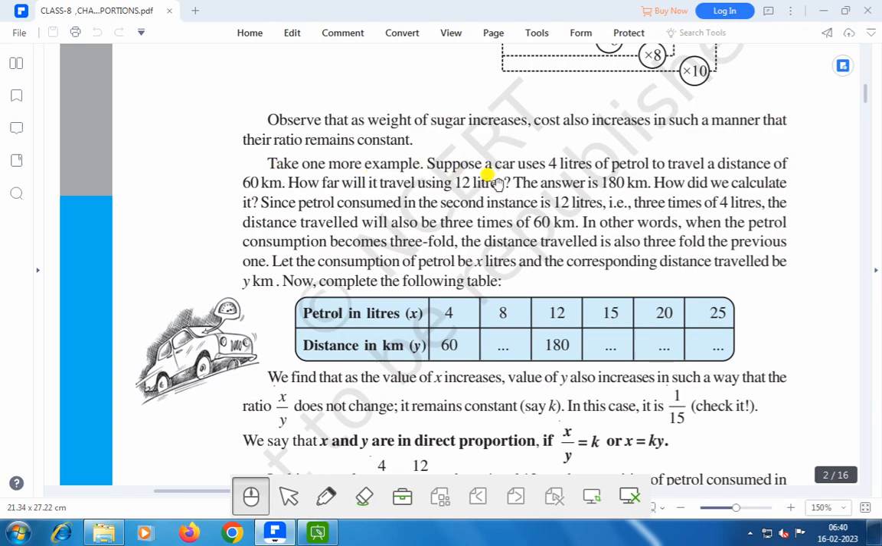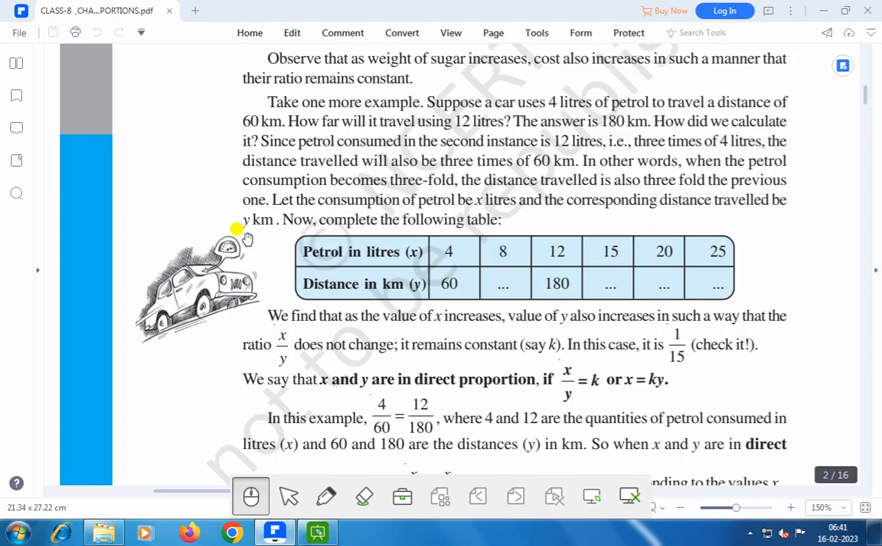Take one more example. Suppose a car uses 4 liters of petrol to travel a distance of 60 km. How far will it travel using 12 liters? The answer is 180 km. How did we calculate it? Since the petrol consumed in the second instance is 12 liters, 3 times 4 liters, the distance traveled will also be 3 times 60 km. In other words, when the petrol consumption becomes threefold, the distance traveled is also threefold the previous one.